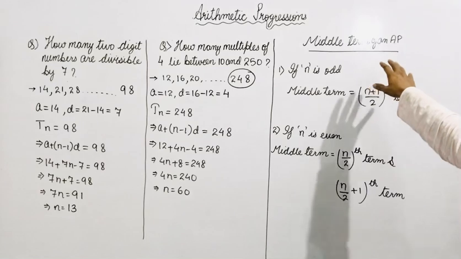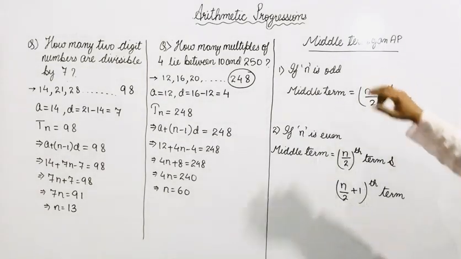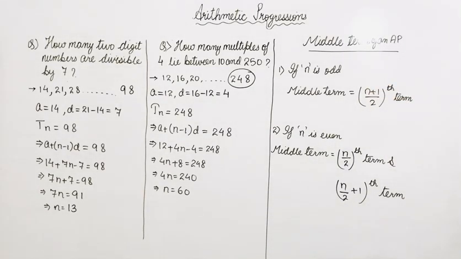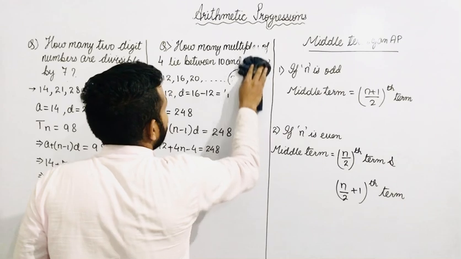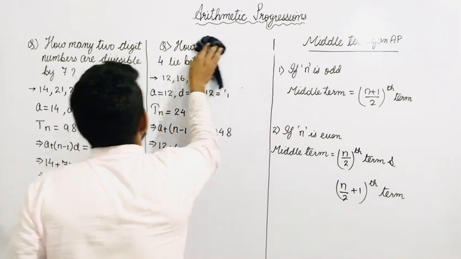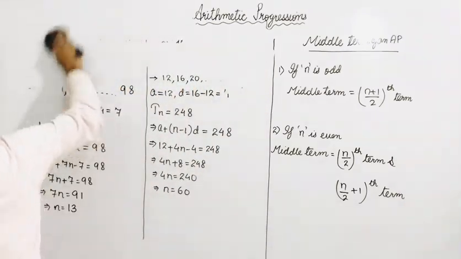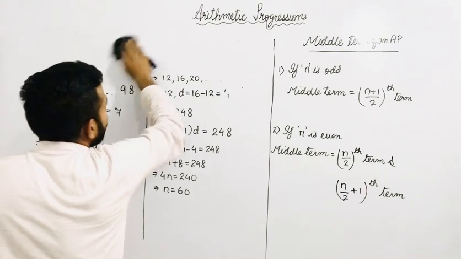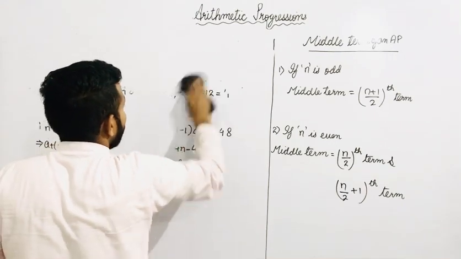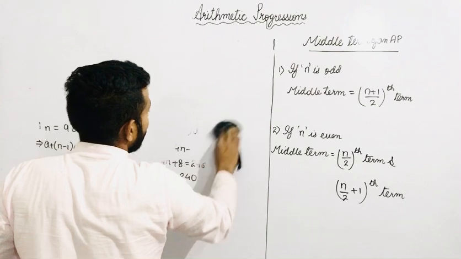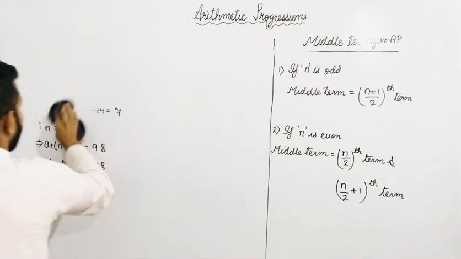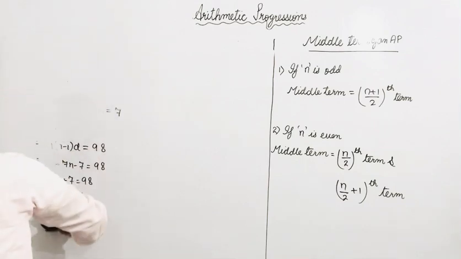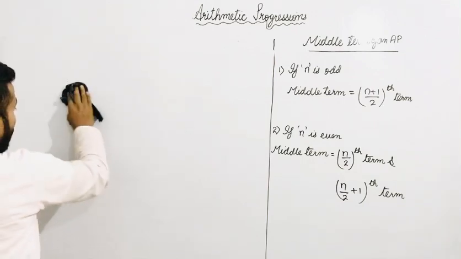Now the next topic is how to find the middle term of an AP. How will you find the middle term of an AP? This is very important, and we will do it using simple formulas. So in order to find the middle term of any AP, the first thing that you need to know is how many terms are there. You need to know the value of n.